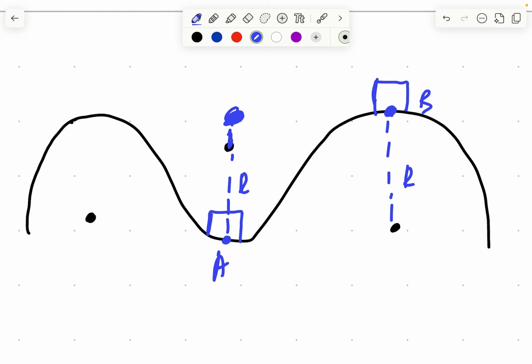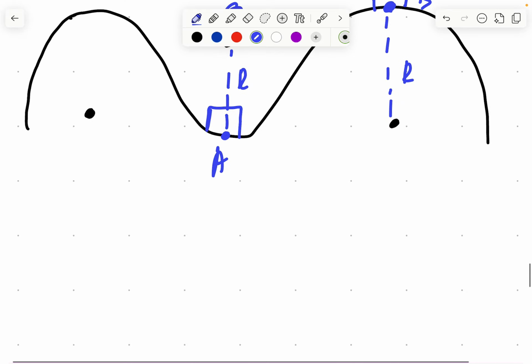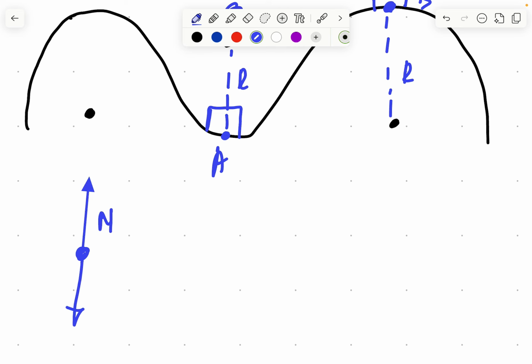If you want the normal force, you have to draw a free body diagram at point A and point B. A free body diagram at point A is like this. We have the normal force going that direction. And then we have the Fg opposing the motion. Do you see? So you know F net equals to what? Equals to the centripetal force.